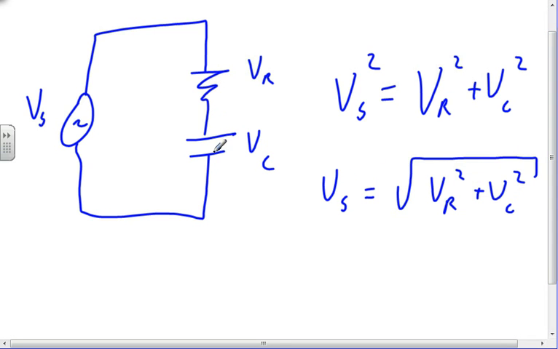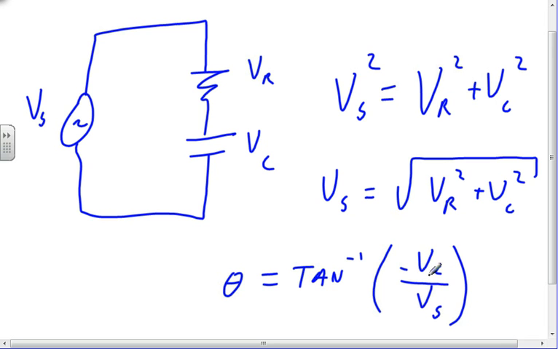RMS voltage or peak voltage. I can do it either way, but I need to make sure I don't switch apples and oranges in the middle of the calculation. I'm going to have some phase angle associated with it, and it's going to be the arctangent of minus the voltage across the capacitor divided by the voltage across the resistor. And when I do that, that's going to give me a negative phase angle. So I look at an XY coordinate thingy, and I'm going to be down that way. My phase angle is going to be sitting right there.